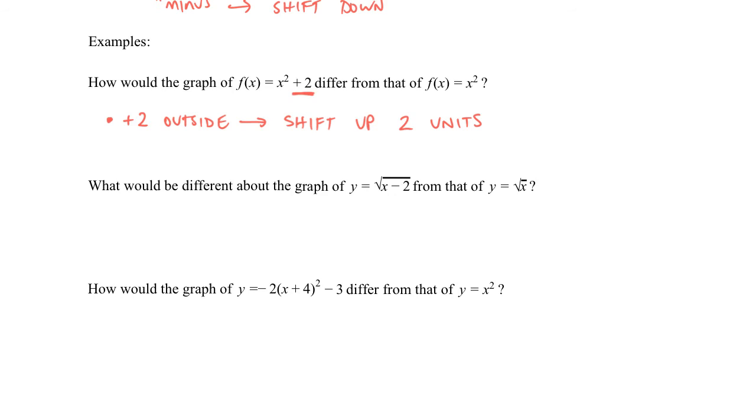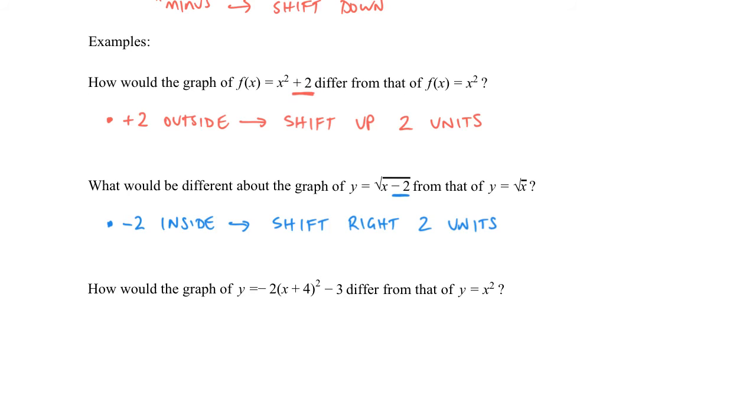All right, let's take a look at the next one. So here we have the square root function. Notice that this has a minus 2, and notice that it's inside the square root sign. So inside the square root sign means a horizontal shift. And we know that a minus 2 inside means a shift right 2 units.